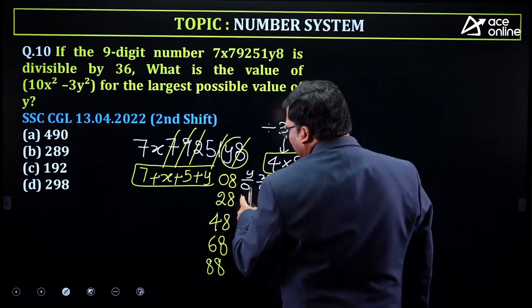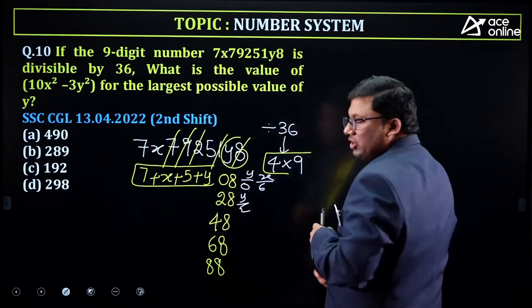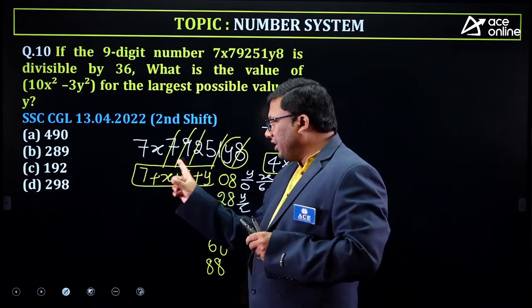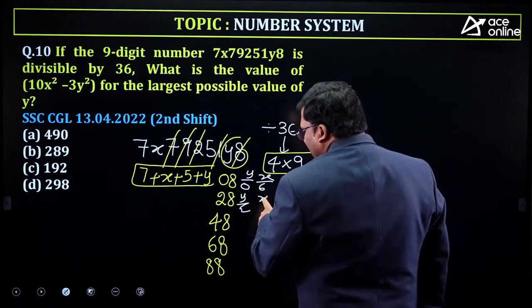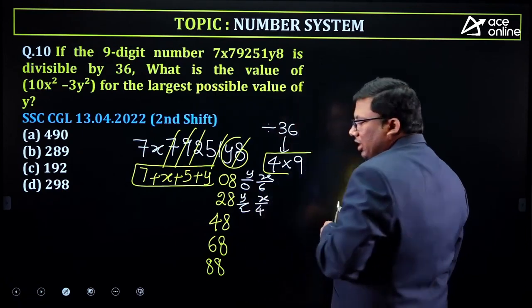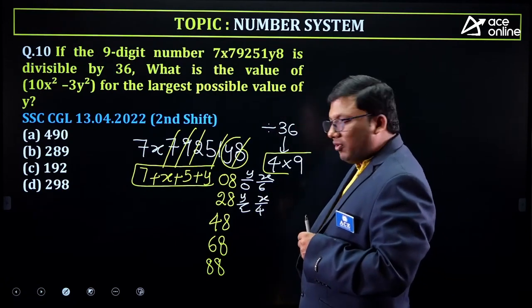If y is 2, 7 plus 5, 12. 12 plus 2, 14. 14 means x value is 4. Are you all with me?